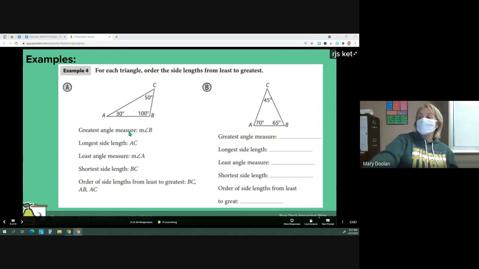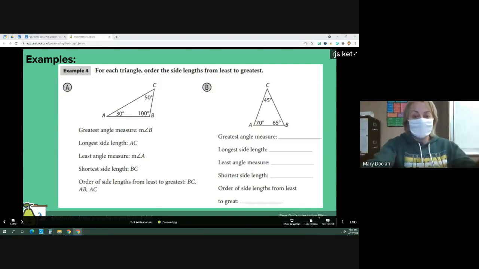Our greatest angle measure of all 3 is angle B. The measure of angle B is 100 degrees. And that then means that the longest side length is AC.